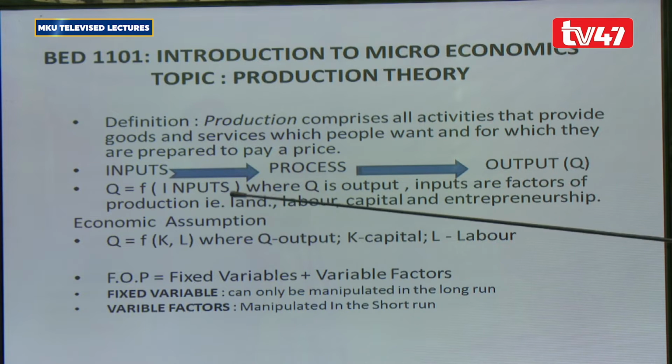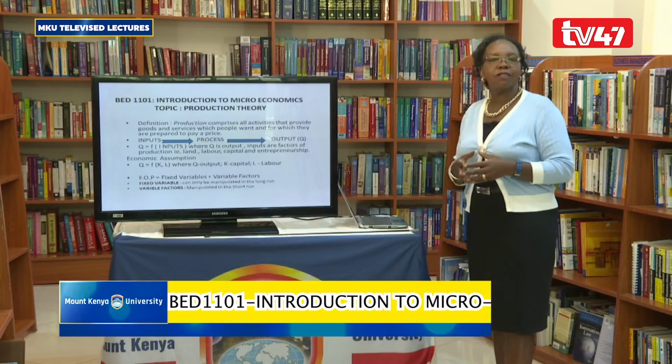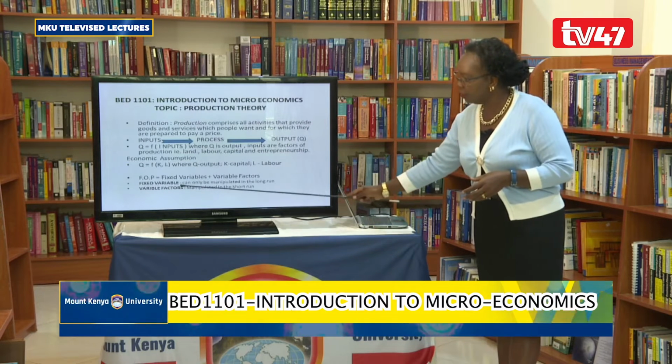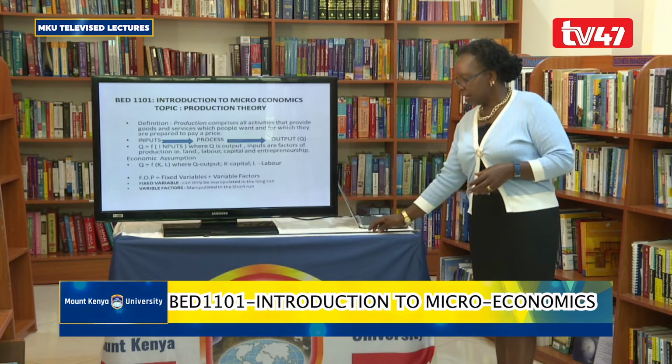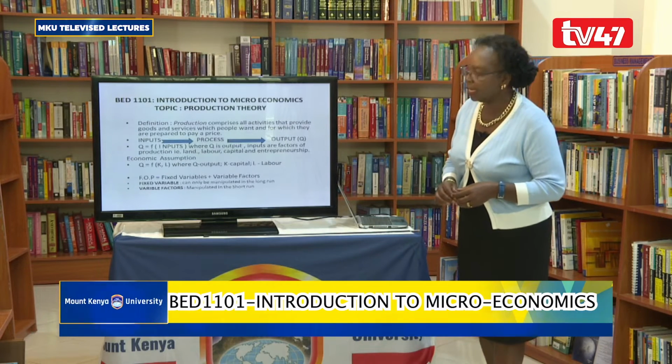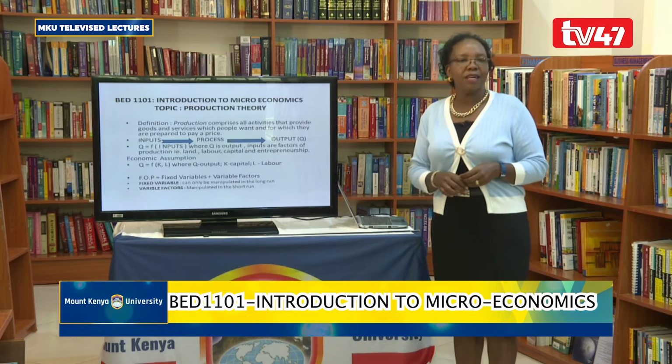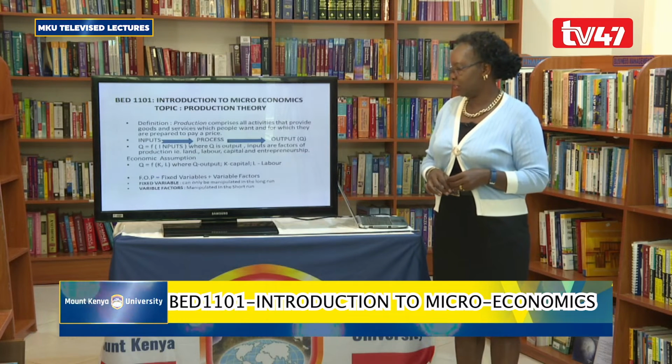So Q is a function of inputs, meaning that it is out of the inputs that the producer makes a decision on what he is able to convert to the final output. We may have several inputs. Sometimes we refer to them as the factors of production. They are down here. We have four factors of production, which are land, labor, capital, and entrepreneurship.